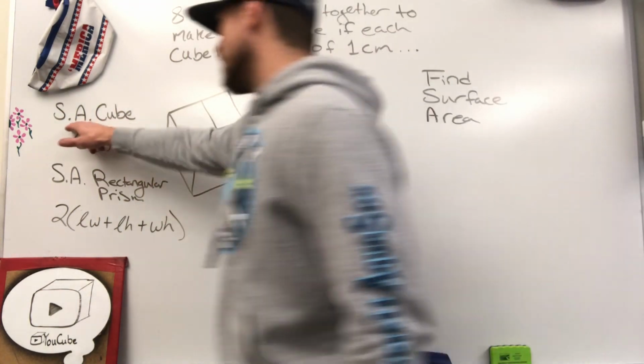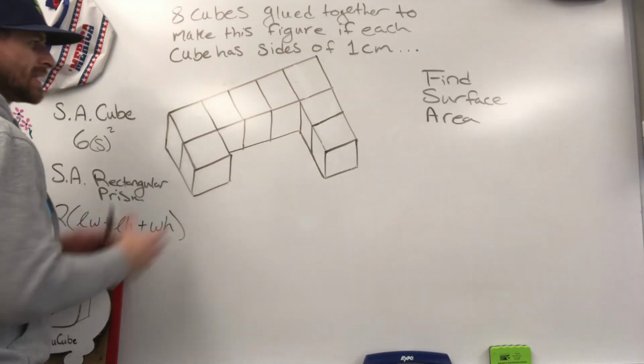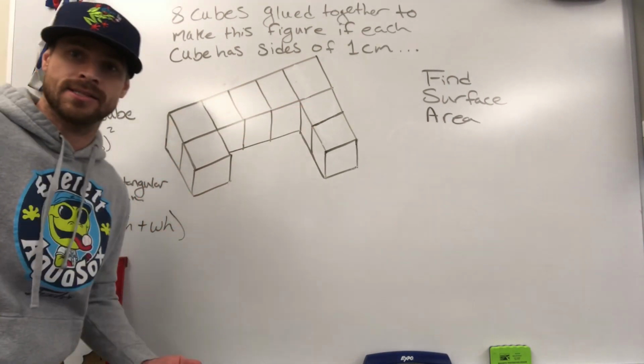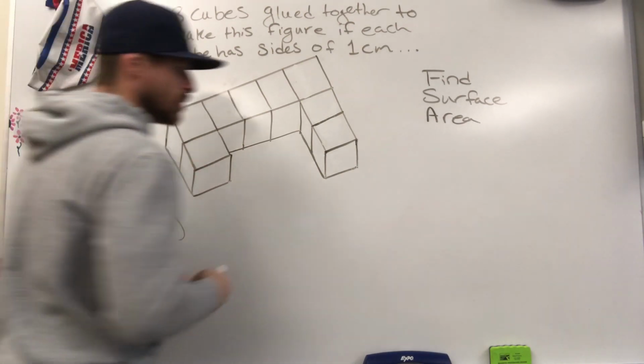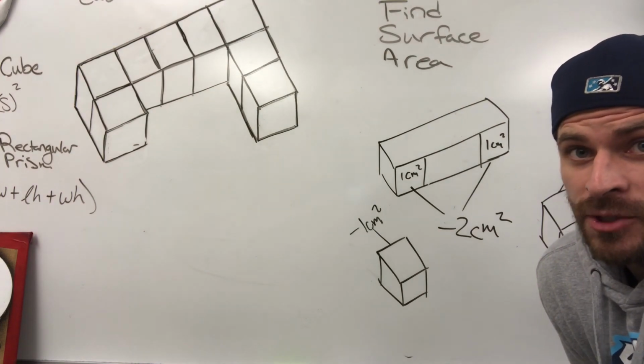So surface area of a cube. I like to tell my students, take the stacked cubes and separate them out into things that are a lot easier to work with. Right here I see a single cube, so I'm just going to make a single square. Take a look at some of these images here.